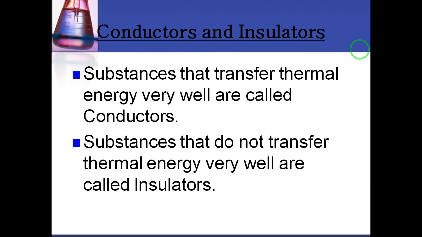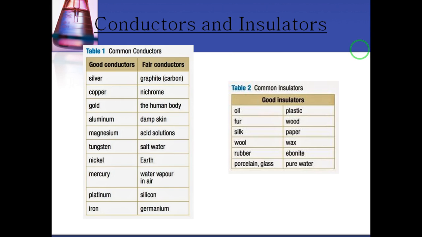Substances that do not transfer thermal energy very well are called insulators. So these are examples of conductors and insulators. Common conductors are silver, copper, gold, aluminum, magnesium, tungsten, nickel, mercury, platinum, and iron. Common insulators are plastic, wood, paper, wax, ebonite, and pure water.